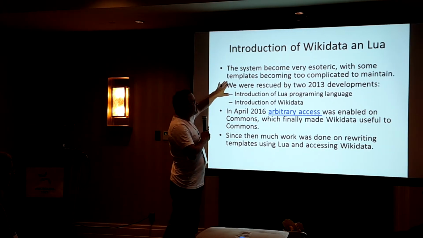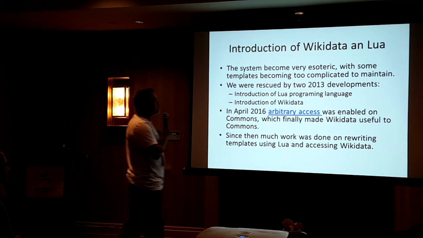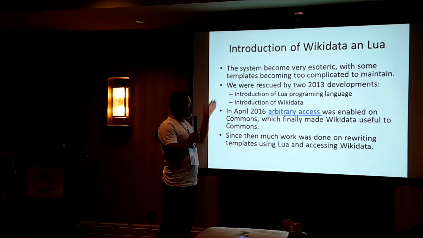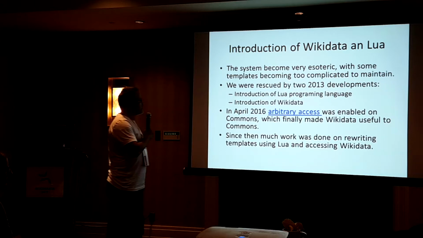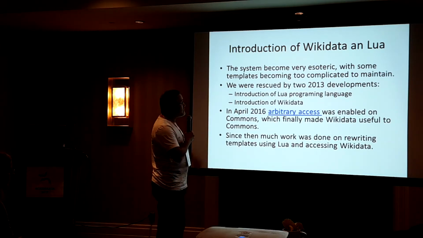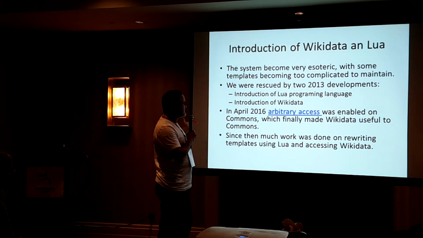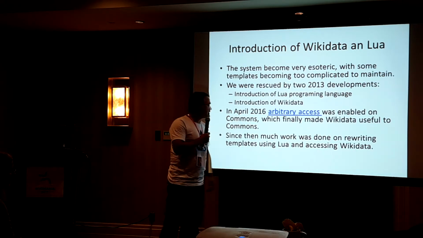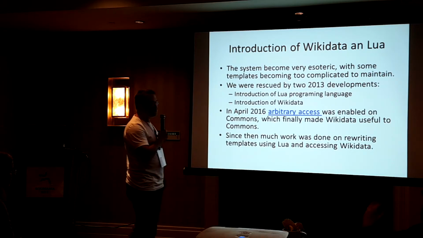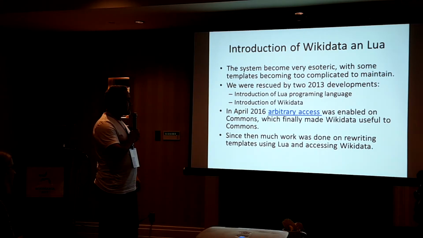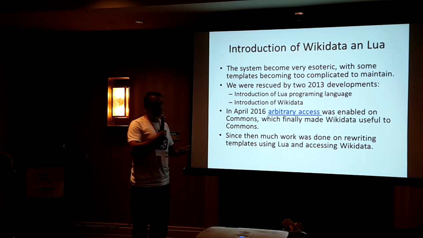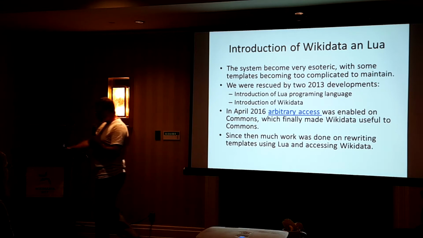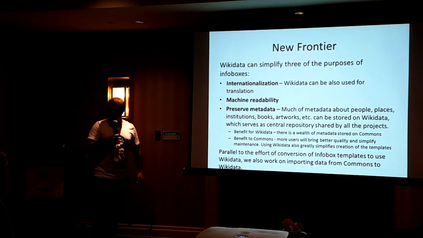So we're really happy to be rescued by 2013 developments. First was the introduction of the Lua programming language that brought some sanity to coding that stuff. And then the introduction of Wikidata. It took some years for Wikidata to be actually useful on Commons, because only in April 2016, when arbitrary access was enabled on Commons, were we finally able to start using Wikidata on Commons. Since then, much of the work was done rewriting templates to use Lua and accessing Wikidata. So, kind of a new frontier.